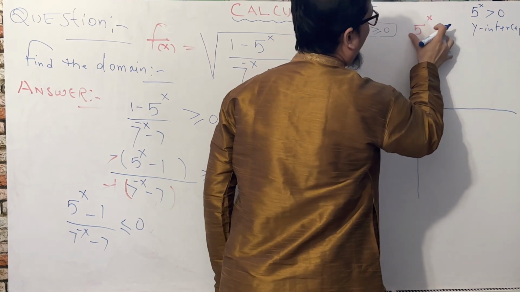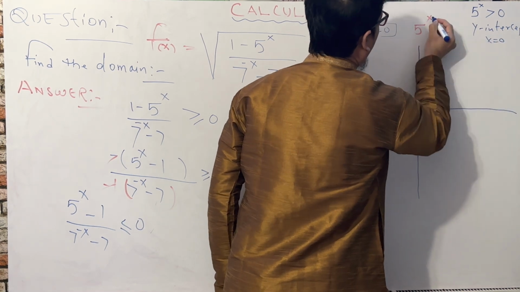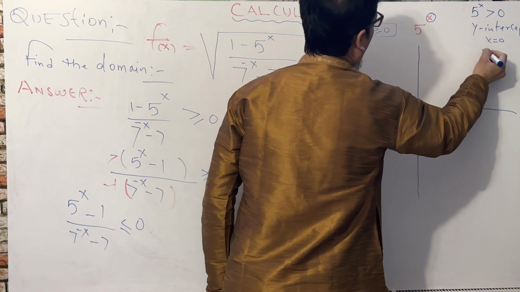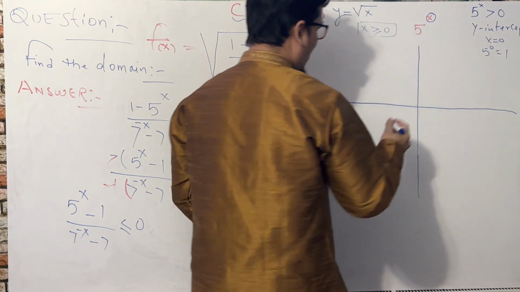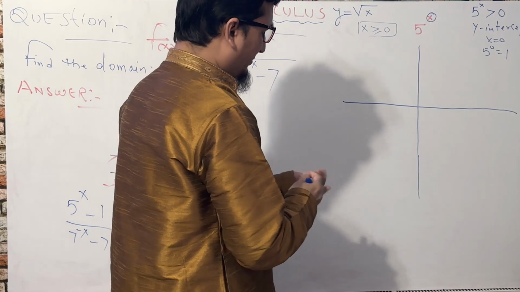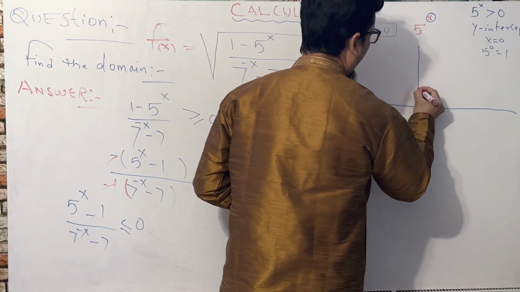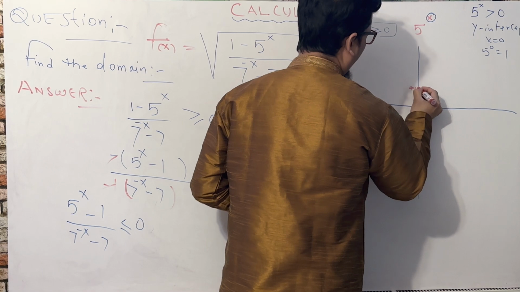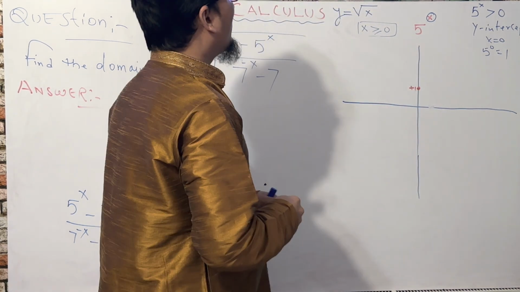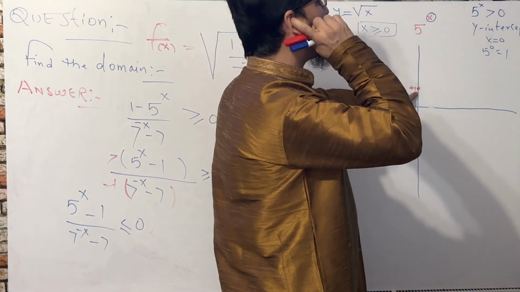The y-intercept means x is equal to 0. So when you put x equal to 0 here, you will always find 1. You can see it here. This is plus 1, for example. So this is the first point I got, okay?